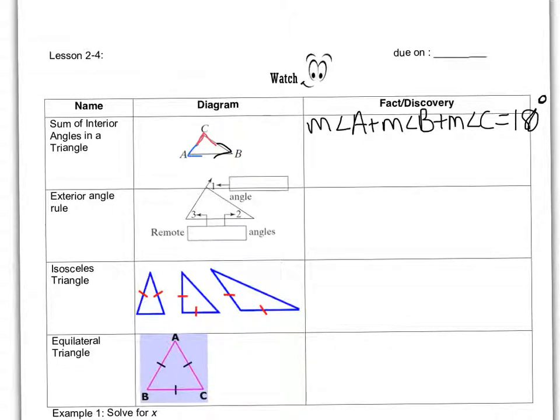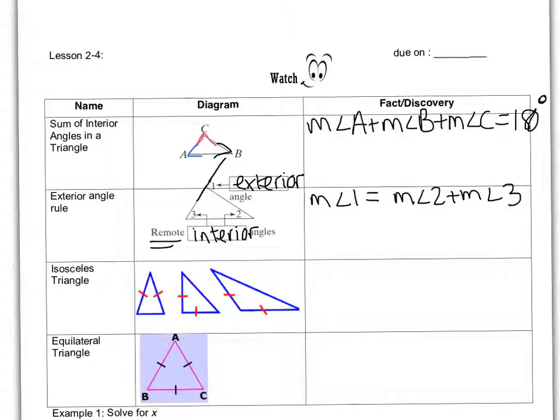The exterior angle rule. An exterior angle is formed when you extend one side of your triangle. So in this case, angle 1 is an exterior angle. And the measure of angle 1 is going to equal the sum of your two non-adjacent interior angles, also called remote interior angles. So the measure of angle 1 equals the measure of angle 2 plus the measure of angle 3.